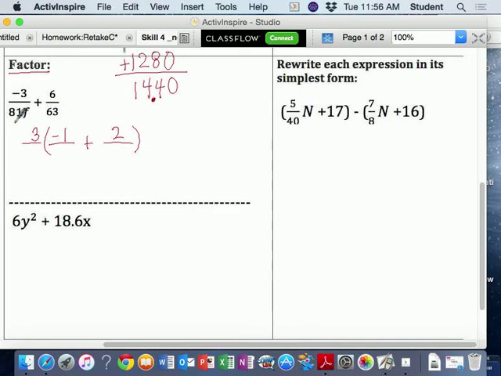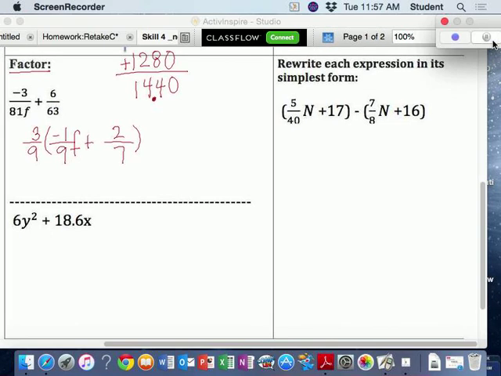Okay, what number will go both into 81 and 63? Well, I know that 9 does. So what times 9 makes 81? Well, 9 times 9 makes 81. Don't forget to include your variable. Now, what times 9 makes 63? Well, 7 times 9 makes 63. So that is that problem factored. So let's double check our work.